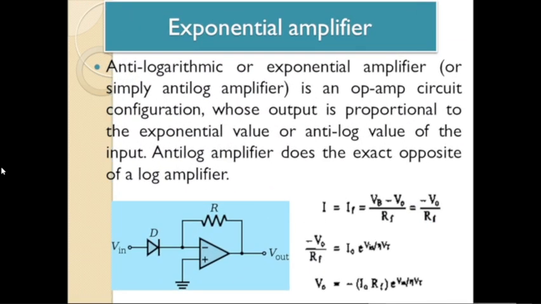So the next is the exponential amplifier. It is exactly opposite to the log amplifier. We can call it the anti-logarithmic or exponential amplifier. Here the output is proportional to the exponential value, the anti-log value, of the input. So here is the equation for the output voltage for the exponential circuit. Here the diode is connected at the inverting terminal. So output is equal to minus I naught RF exponential of input voltage to the eta into V tau.